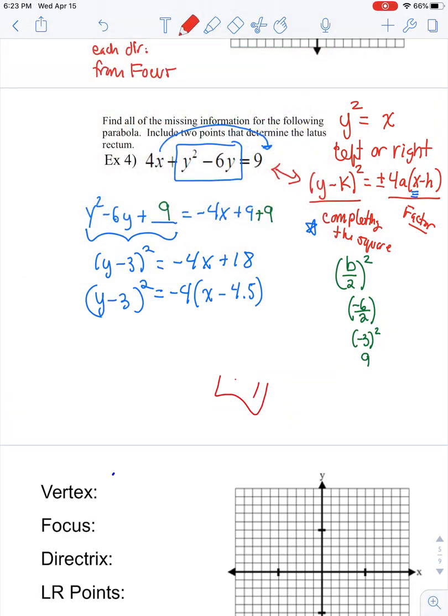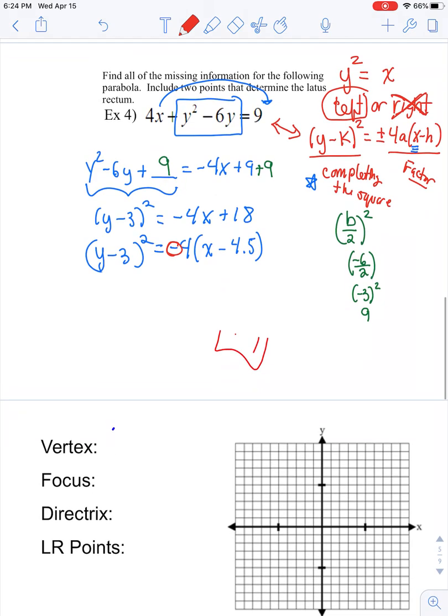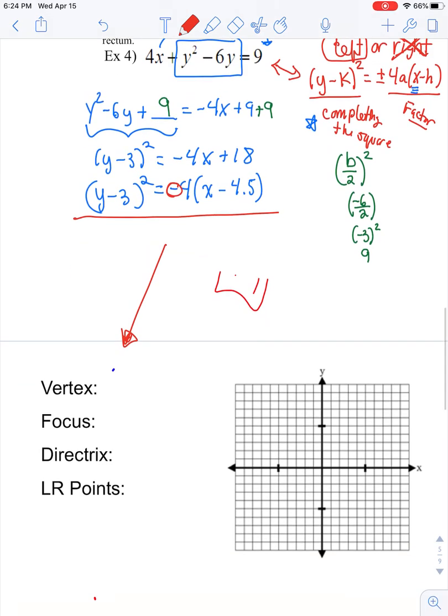And because we can now identify this negative here, now we can go back up and decide that this graph is actually going to open to the left, not the right. So that's going to help us to be able to graph it. Once we've got the equation in the form we need, now we're going to go back and answer all these questions again. Okay, the vertex, what is subtracted from x? That's my 4.5. And what is subtracted from y?